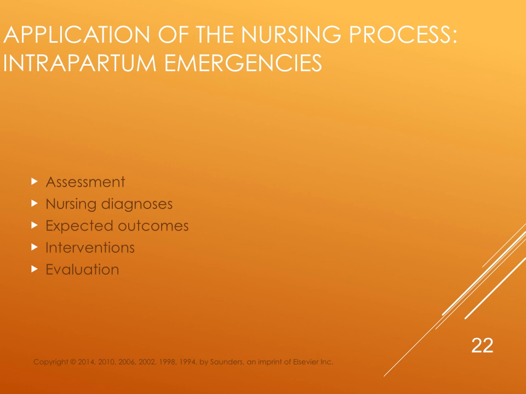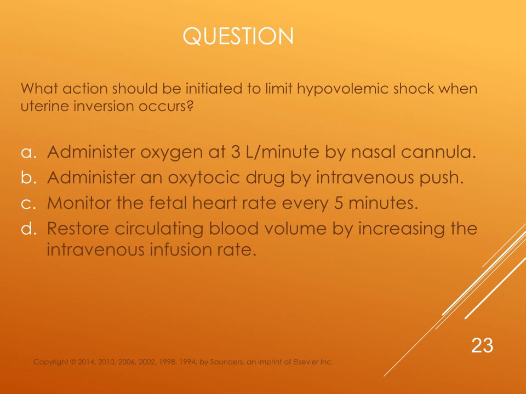We always want to understand our role in any type of emergency as nurses. How do we assess? What nursing diagnoses are applicable? What are some expected outcomes, interventions, and how do we evaluate these outcomes? Slide 23. What action should be initiated to limit hypovolemic shock when uterine inversion occurs? So hopefully once you have completed the readings for this week as well as the PowerPoints for this week, you'll be able to answer this question with success.